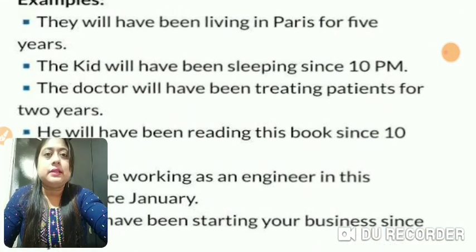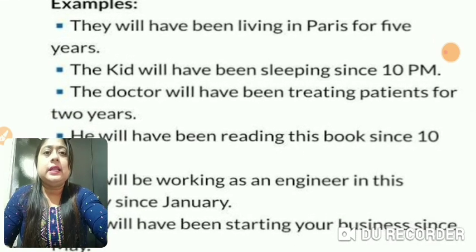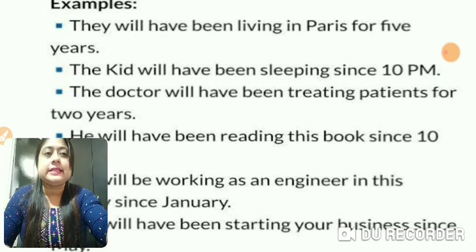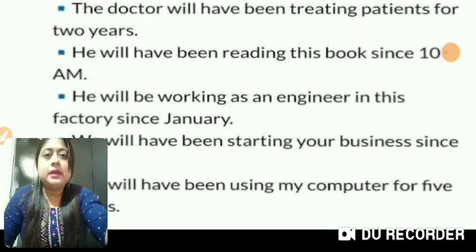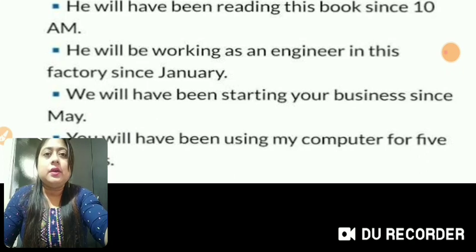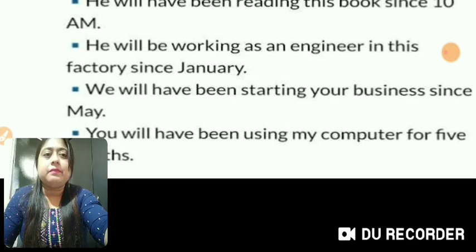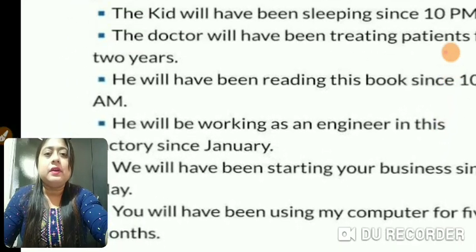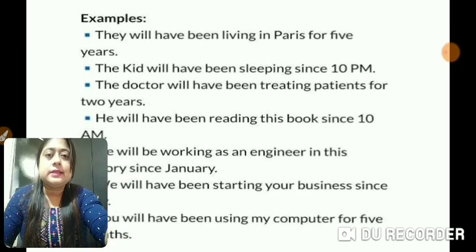Some examples, let us see. They will have been living in Paris for 5 years. The kid will have been sleeping since 10 p.m. The doctor will have been treating patients for 2 years. He will have been reading this book since 10 a.m. He will be working as an engineer in this factory since January. We will have been starting your business since May, and you will have been using my computer for 5 months. So these were some examples of future perfect continuous tense.